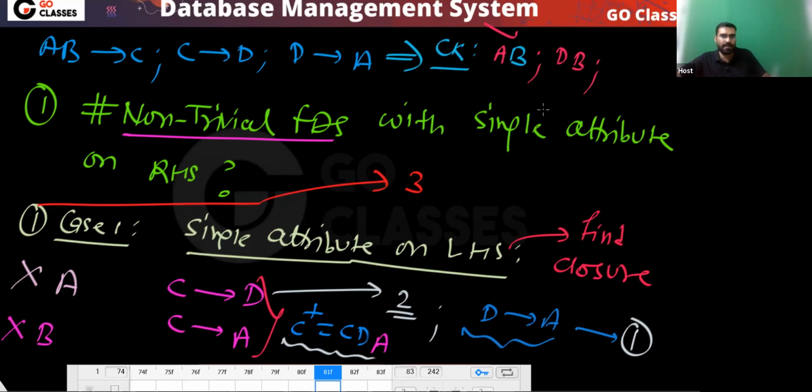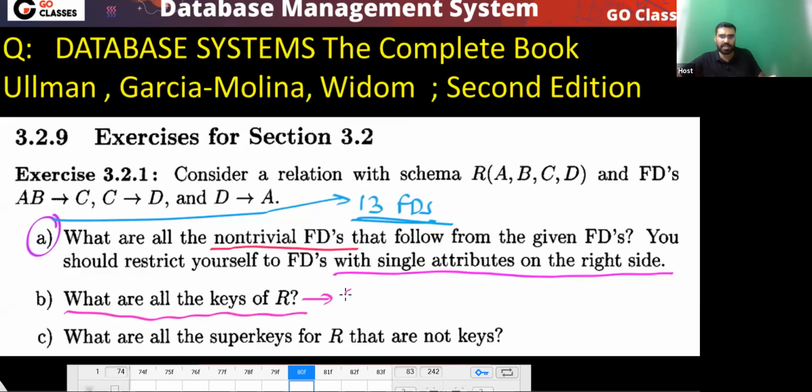Okay. What about CB? Yeah, CB is also there, right? So all 3 keys are there. So how many keys are there? Total 3 keys are there. So what is the second question answer? That is 3 candidate keys. Okay, what is the answer for the third?